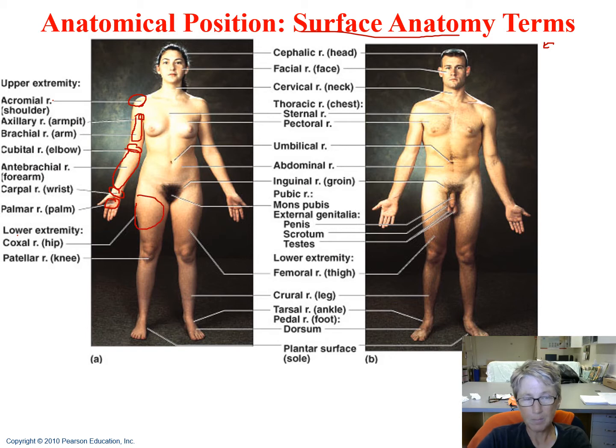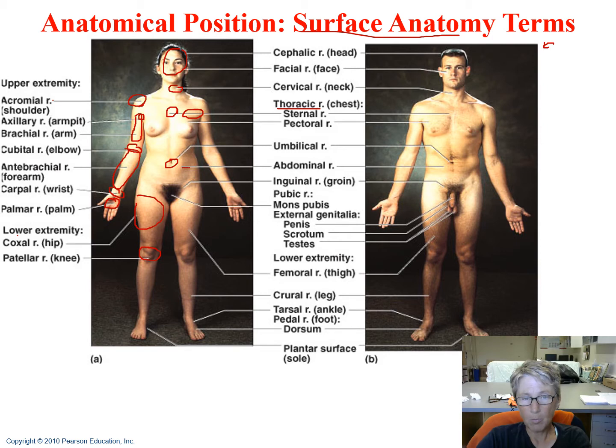and then the patellar region is the knee region. The head is called the cephalic region, the facial region, that's easy. Cervical region is the neck. The thoracic region includes the sternal region, so that's where you have the sternum, and then the pectoral region where you have pectoralis muscles. Umbilical cord, that's the umbilical region.